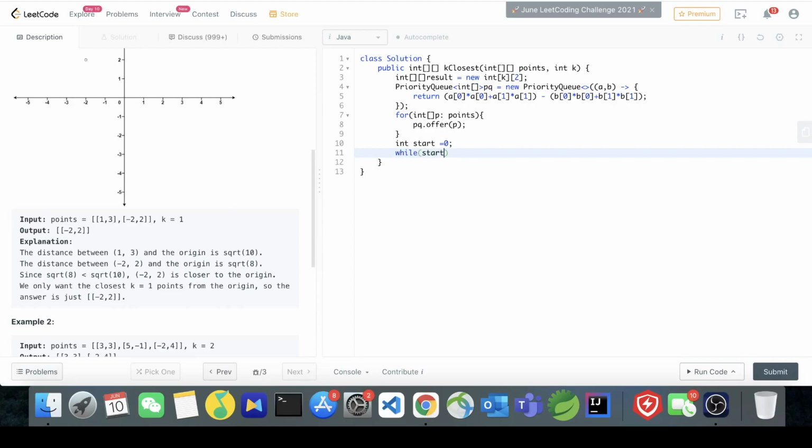So while star is less than k, pq. So until there are k points in the result array, we pull out the point from the priority queue until the result array has k points, because the question asks us to find the k closest points, k amount of points that's closest to the origin. And then we return the result array.